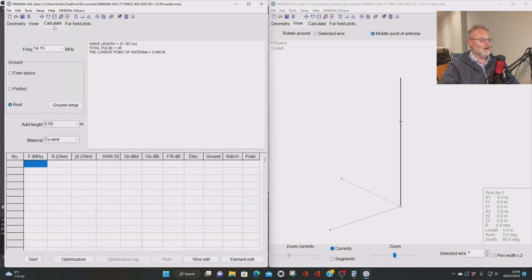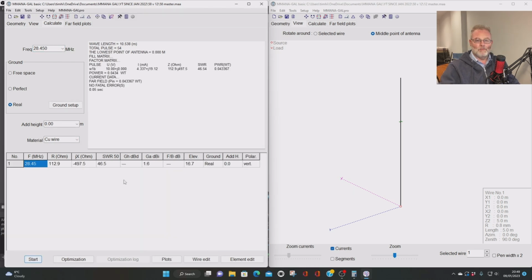So looking at this one on the left so far, then, this is the 5/8 wave. And I've not added any height, so the antenna's on the ground. We'll go to 10 metres. Actually, I'll go to 28.450, because that's what I've modelled it on. Real ground, copper wire, whatever. Don't worry about the SWR, by the way. We'll basically sort that out with matching. We're just looking at the actual patterns at the moment, okay?